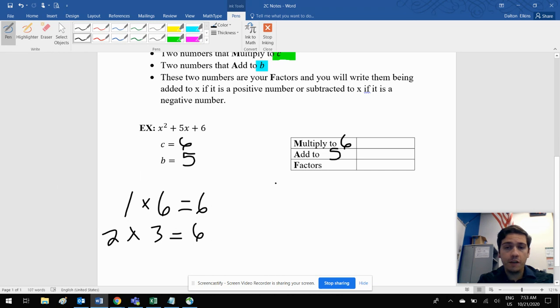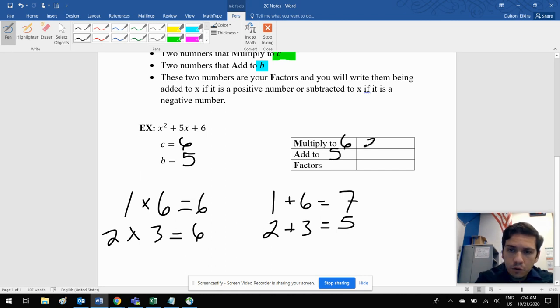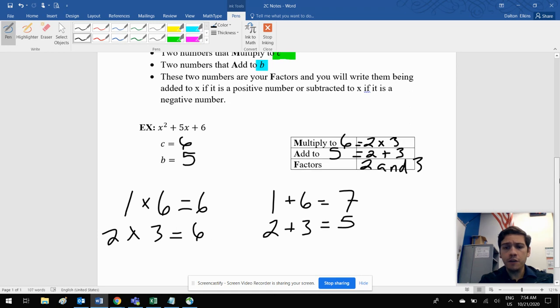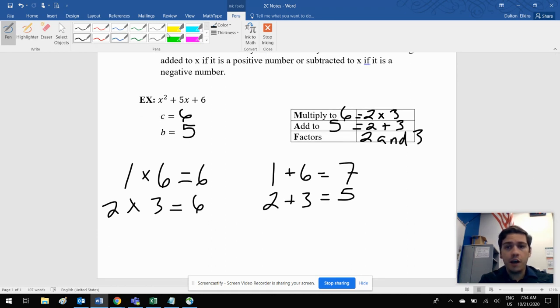We need to see which ones then add to 5. So 1 plus 6, see if that equals 5. That equals 7. Okay, so this isn't our set of factors. However, if I try 2 plus 3, that does equal 5. So 2 times 3 does equal 6, and 2 plus 3 does equal 5. So our factors are 2 and 3. Now these are both positive 2 and positive 3.